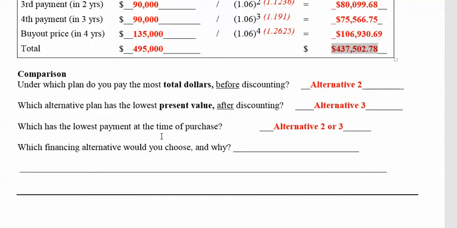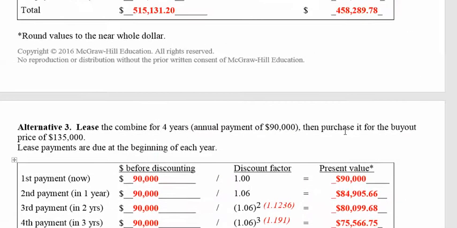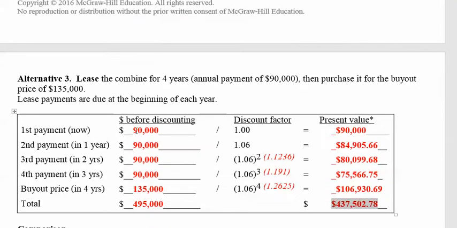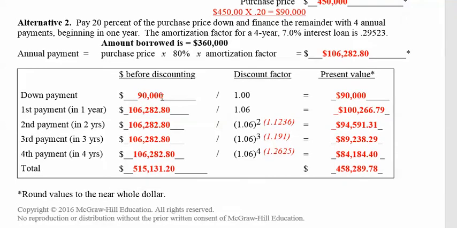Which has the lowest payment at the time of purchase? That would be alternative 2 or alternative 3. Both of those allow for a $90,000 upfront purchase. First year payment, excuse me.